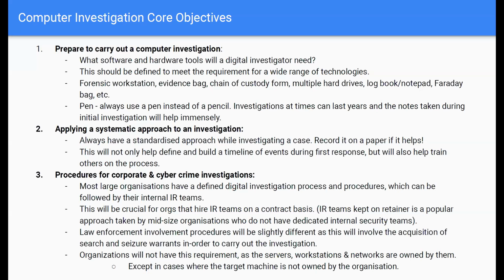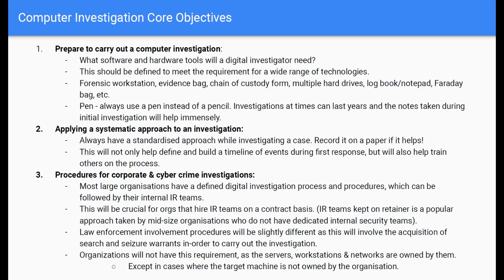Third one, know the procedures for corporate and cybercrime investigations. This obviously depends on the type of investigation that's being carried out. If you're part of a corporate team, chances are you already know what the procedure is. You probably have it thoroughly memorized, and you would need to know which teams to contact, whether there's any legal team that needs to be pulled into this before you start the investigation, and stuff like that.